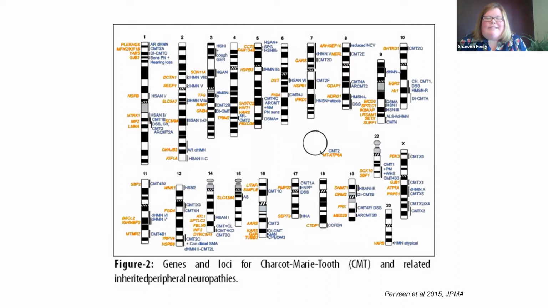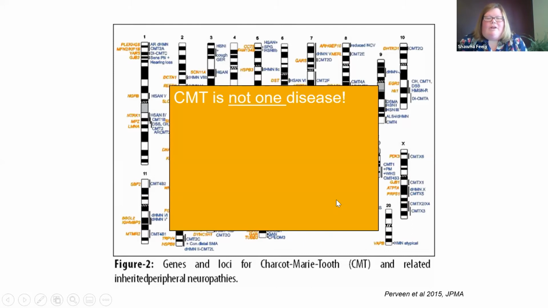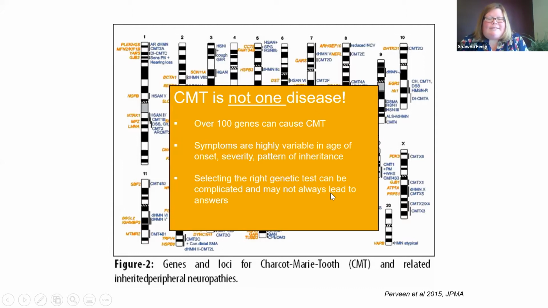And this is even an outdated picture. The linear bars are each chromosomes, and you can see that there are many genes on every chromosome that can lead to CMT. So these are each individual genes or types of CMT. And so it's not one disease because there are so many genetic types. It can also vary in terms of symptom presentation based on the genetic type, so not everyone looks the same. And selecting the right genetic testing can be complicated and may not always lead to answers for everyone.